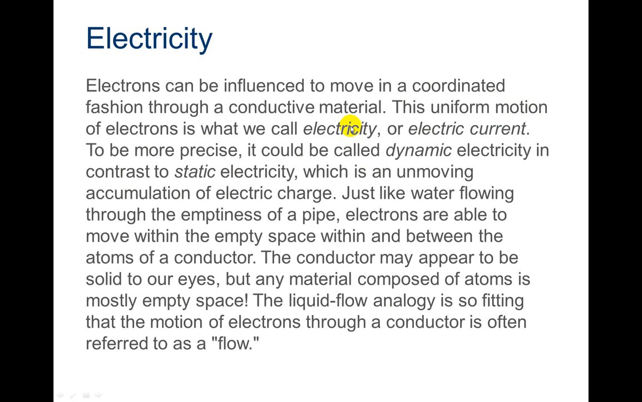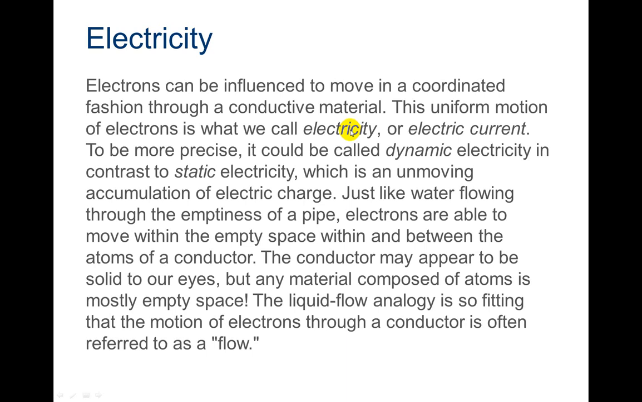So we talked originally about that cloud is kind of random. Well, we can make it be in a conductive material. We can coordinate those to go in one direction. This uniform motion of electrons is what we call electricity, or electric current, to be more precise. It could be called dynamic electricity in contrast to static electricity, which is an unmoving accumulation of electric charge. I'm sure you've done that, especially this winter.